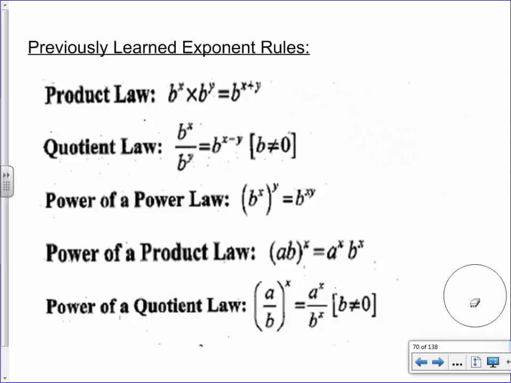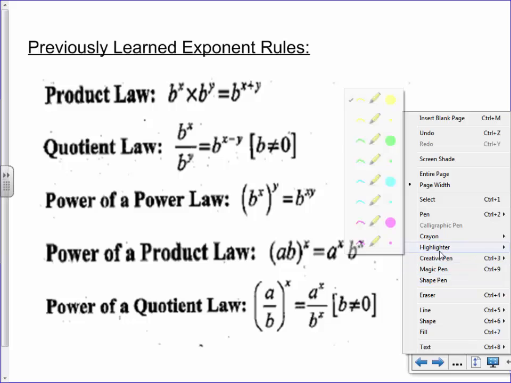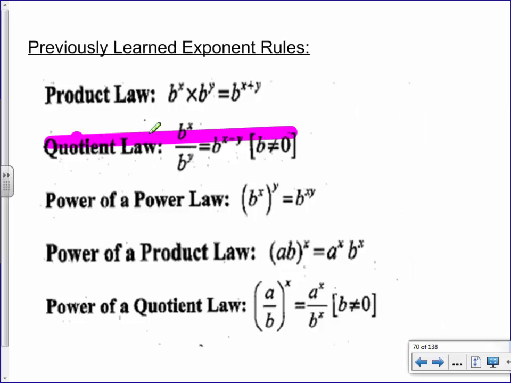Any thoughts? This one right here, the quotient law. Yeah, the quotient law is the one that will help us. You guys see how we kind of have something similar? In the quotient law, the way it works is that if you have a base to an x and a base to a y, they have to be the same base, by the way, you can have a single base, and you have to subtract the two exponents.